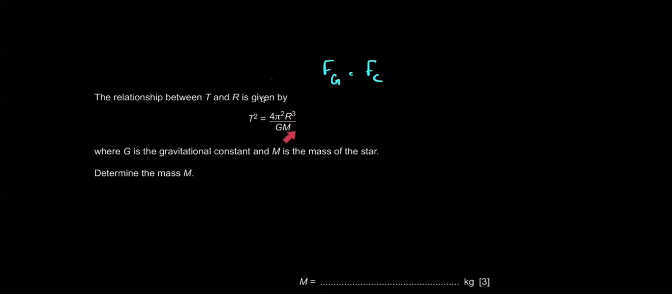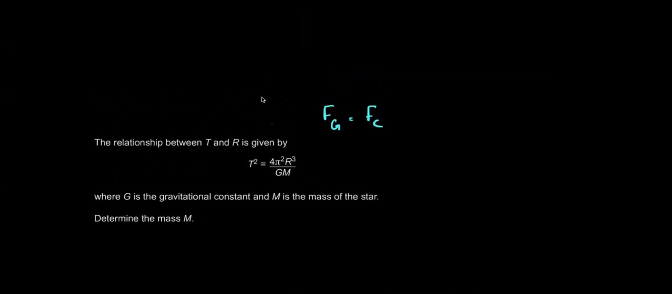So this relationship is already given. You don't have to work this out. Where G is the gravitational constant and M is the mass of the star. So this is the star around which all these planets were in orbit. And now we need to determine the mass M.